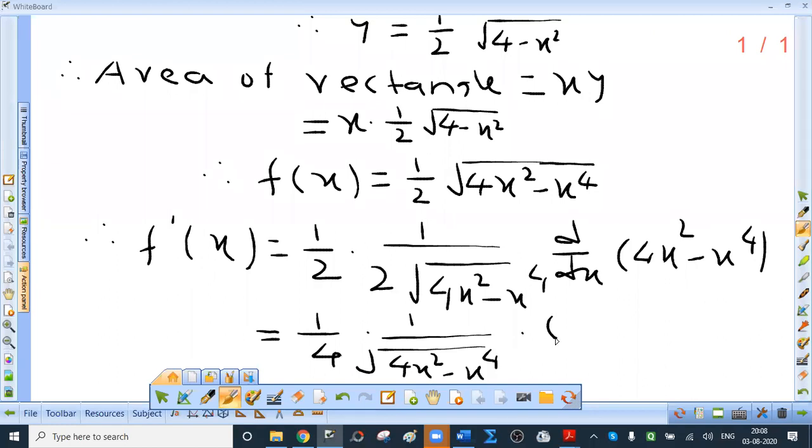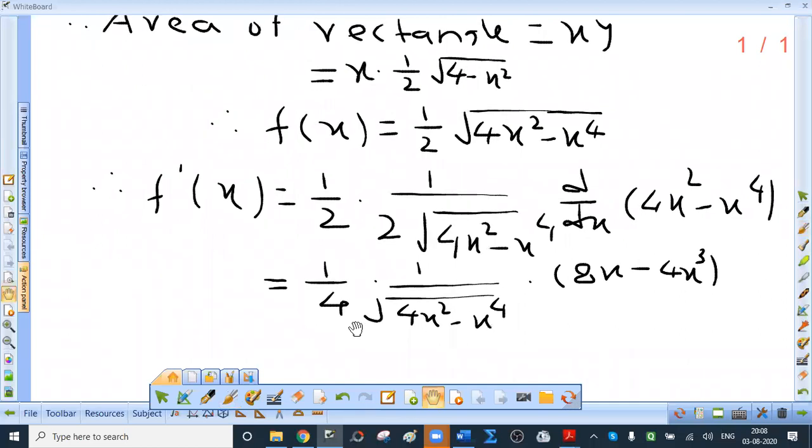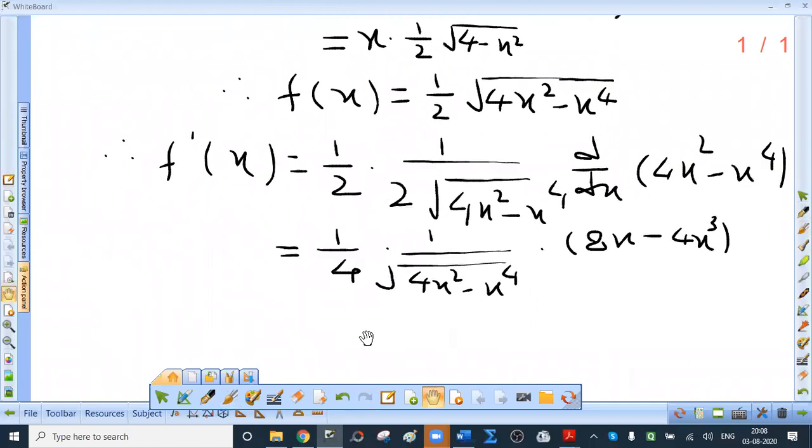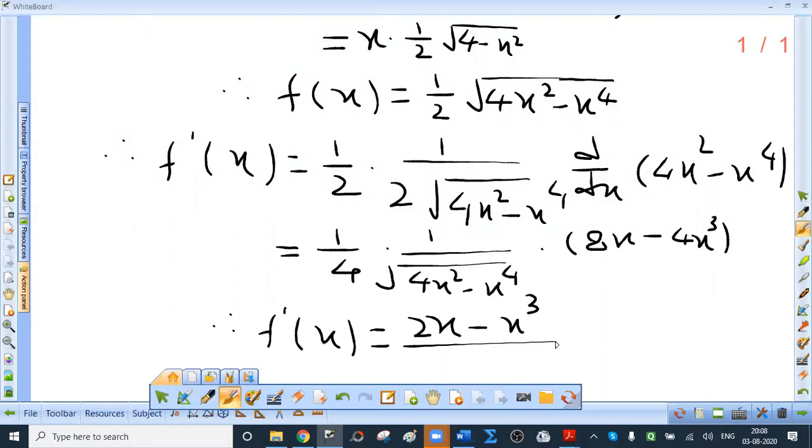Can you tell me derivative of this? 4x square has derivative 8x minus what is derivative of x raised to 4? It is 4x cube. Now simplify this and tell me what is f dash of x finally. So what is f dash of x? This constant 4 gets cancelled. So this is 2x minus x cube upon root of 4x square minus x raised to 4. Check this.